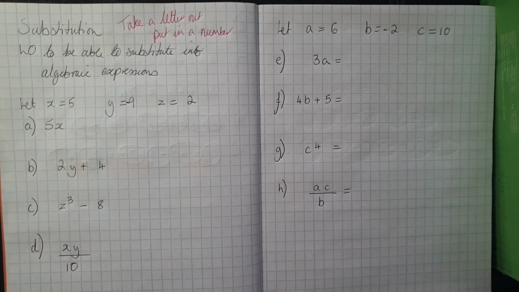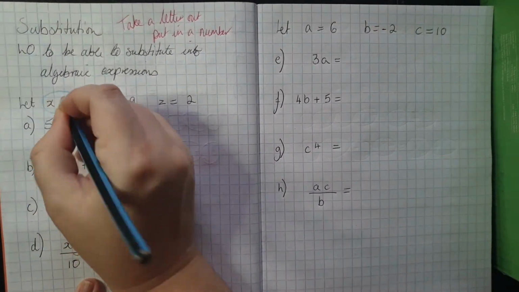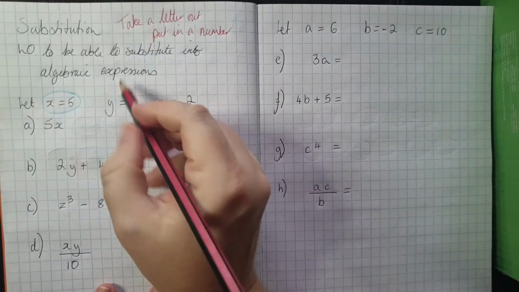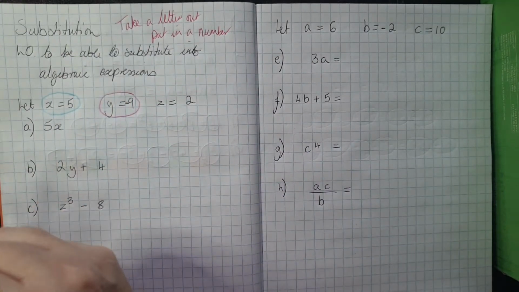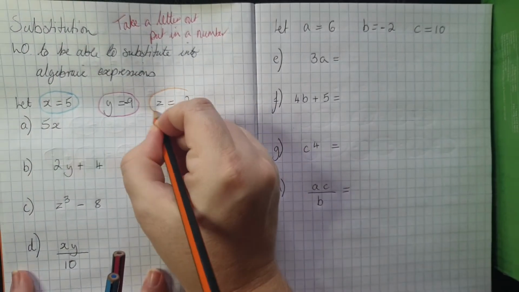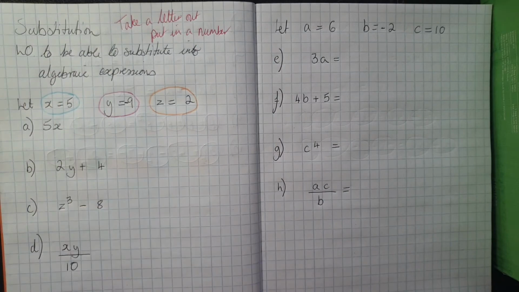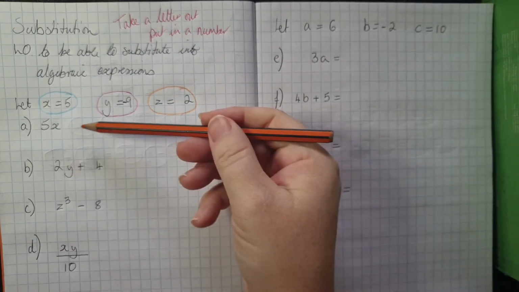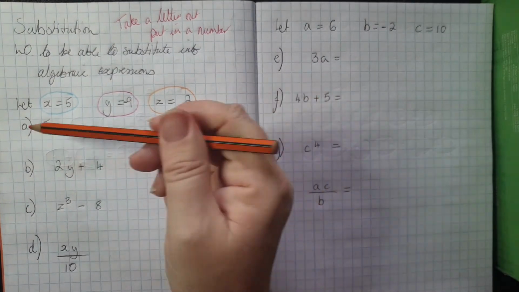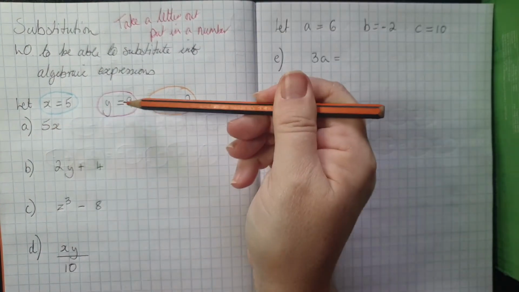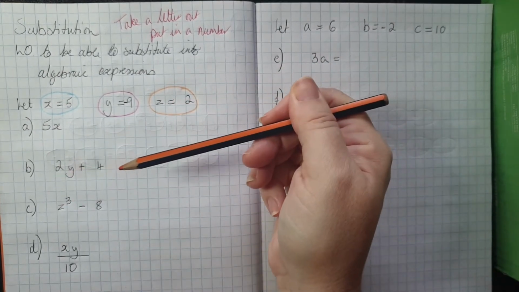So we are told some key information to start. We are told that x is 5, y is -9, and z is 2. Okay? This means that these letters still follow the rules of algebra, but for this next set of questions, they're no longer a variable. We actually know what the answer is to each of these letters. We need to find the answer for the whole expression.